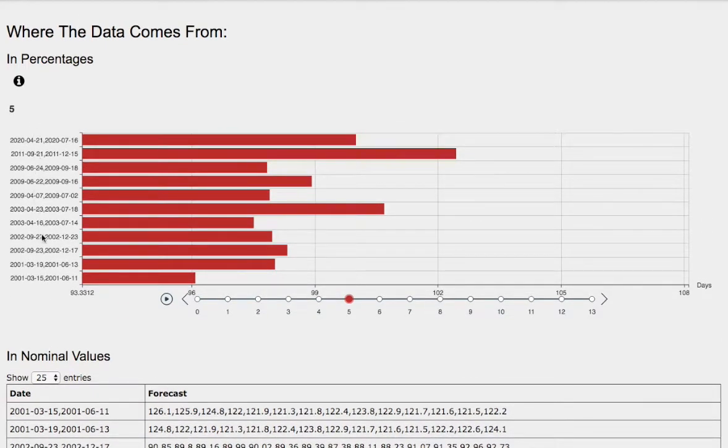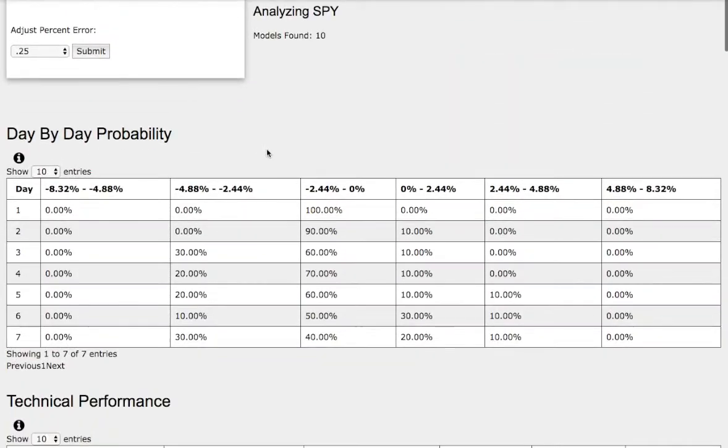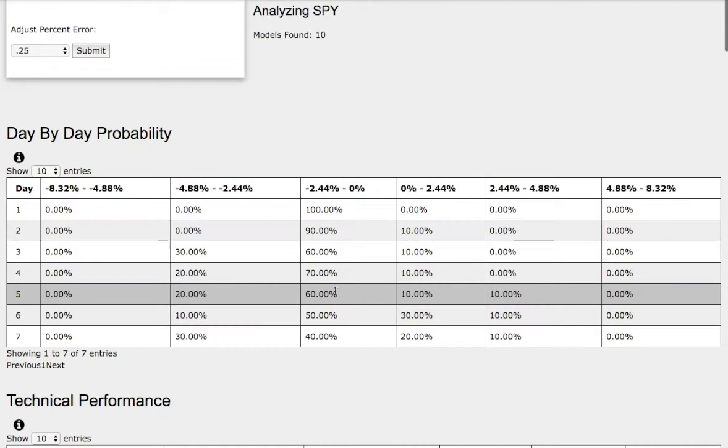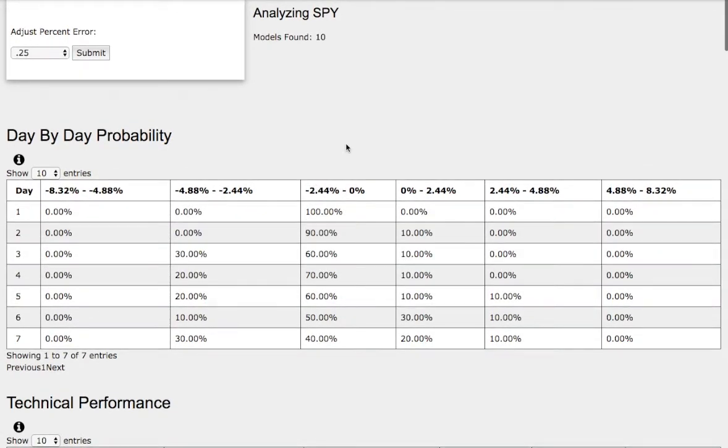So the model that we just examined was June 24th to September 18, 2009. Back then, the S&P 500 was down roughly around, say, 2.2%. And if we head back to the day-by-day probability model, that coincides with this standard deviation of 60% chance of falling between 0 to negative 2.4%.